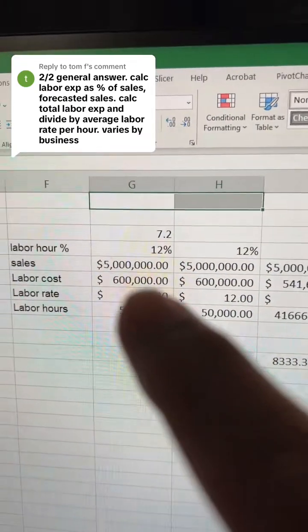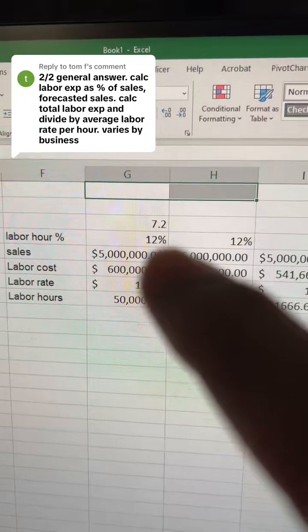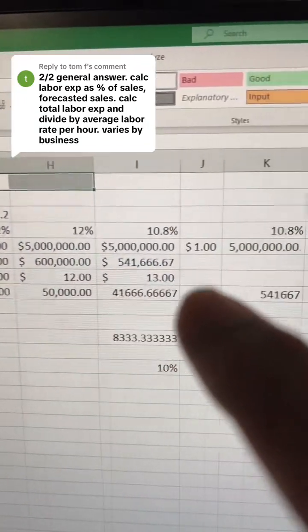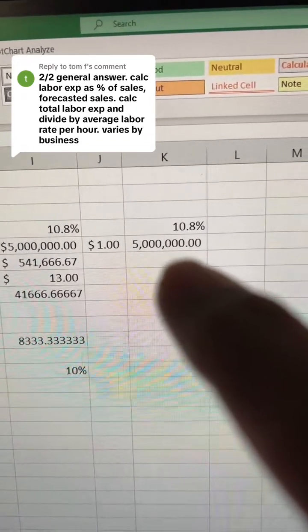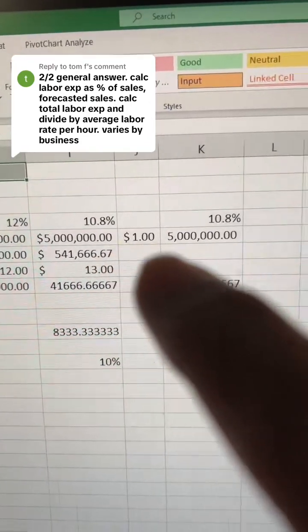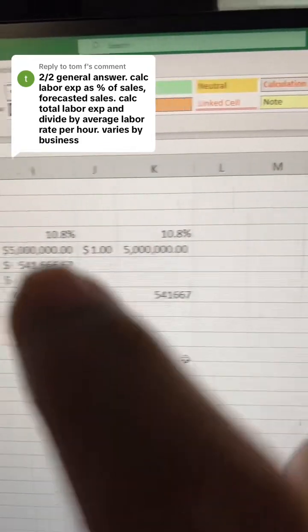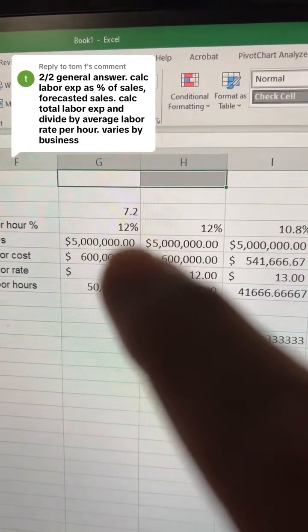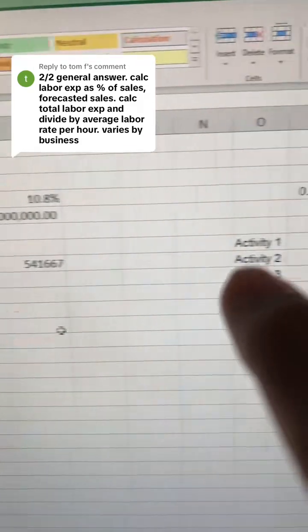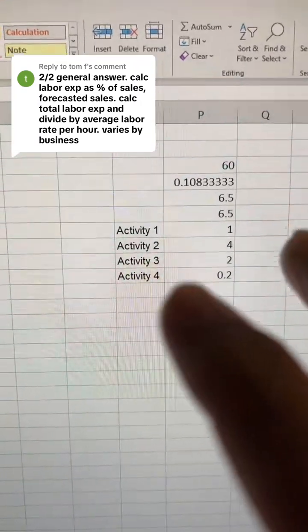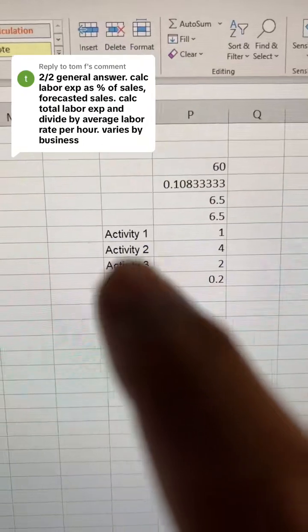So again, this is a 12% labor, which is 7.2 minutes for every unit that you produce. So in this example right here, we're producing 5 million units, right? At $1 each, that's $5 million, right? So in your example, this is kind of what it looks like. The 7.2 minutes, right, labor expenditure that you're referring to, which is good. That's okay.